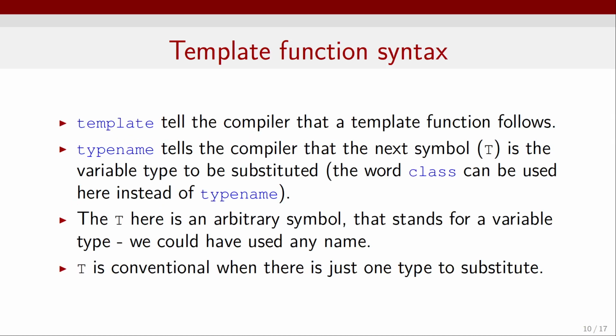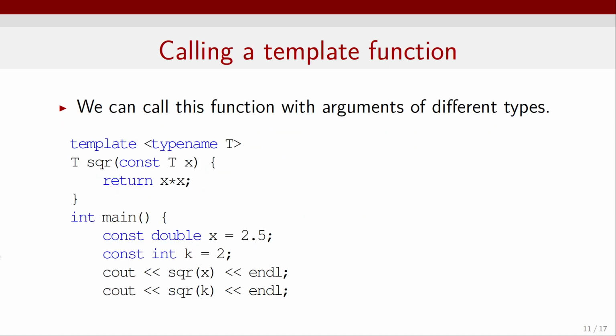The command template tells the compiler that a template function follows. The command typename tells the compiler that the next symbol, T in this case, is the variable type to be substituted. The word class can be used here instead of typename. The T here is an arbitrary symbol that stands for a variable type. We could have used any name, it's just a placeholder. T is conventional when there is just one type to substitute. Now, this solves the problem we mentioned before. So in this example, we call a template function instead of an overloaded function.